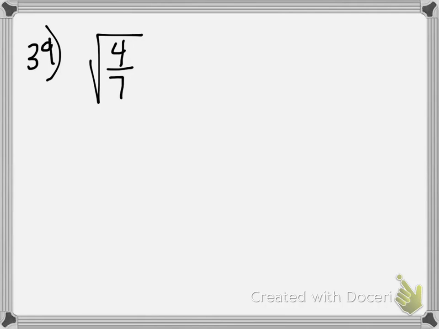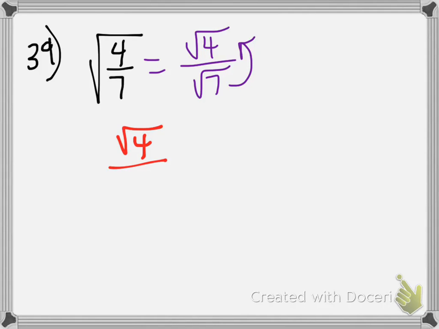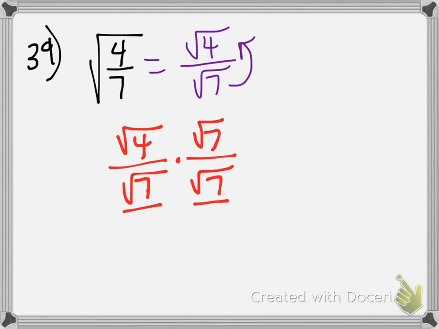Number 39, we're trying to simplify this. I'm going to break it into top and bottom first. The square root of 4 divided by the square root of 7. The problem with this is that the square root of 7 does not need to be in the denominator. So to get rid of it, I'm going to take the square root of 4 divided by the square root of 7, and I'm going to multiply by the denominator. So the square root of 7 is my denominator, so I'll multiply by it again.